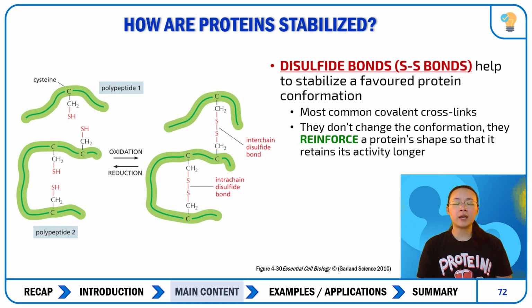Now remember we had mentioned proteins are stabilized by hydrogen bonds. That was in reference to individual protein chains. For multiple protein chains and complex conformations, the presence of disulfide bonds can help stabilize these. So disulfide bonds are the most common covalent cross-links and help to reinforce a protein's shape, like this, to maintain or retain its activity for a lot longer period than if it weren't there.